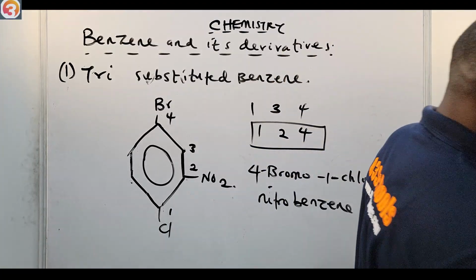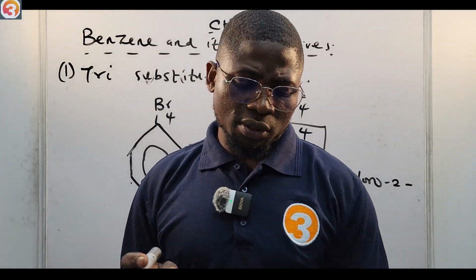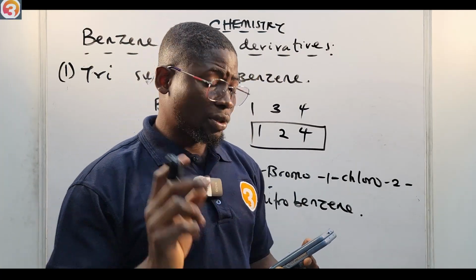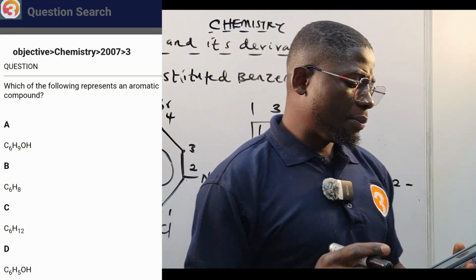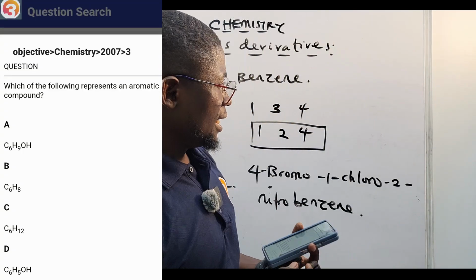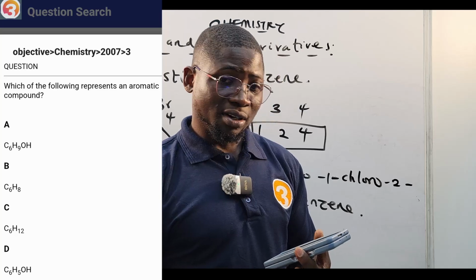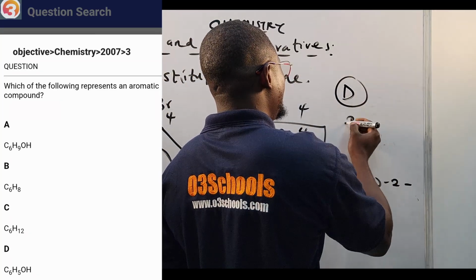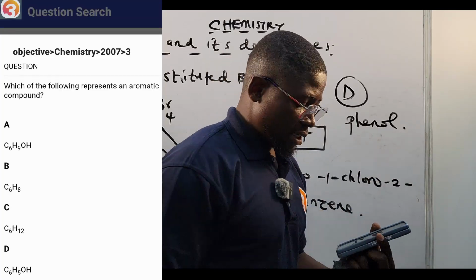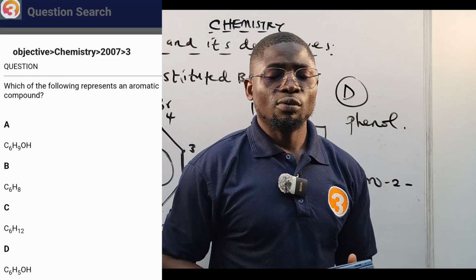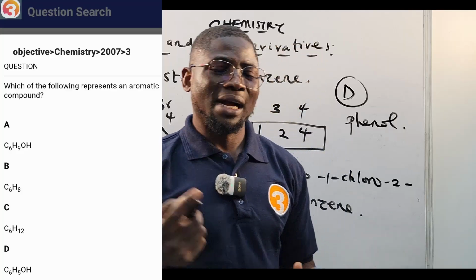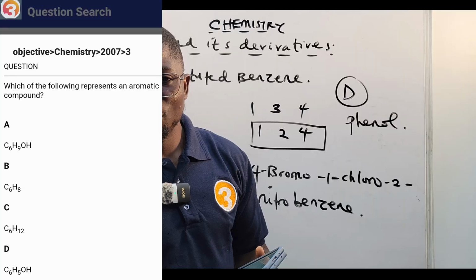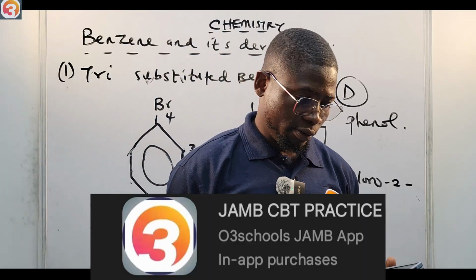So let us see the question we started with, the 2022 question, or is it 2022 question number 19? Okay, no, it's a 2007 question number 3. It said, which of the following represents an aromatic compound? Of course, as you can see here, we have C6H5OH. We say D is the answer. That is the correct answer because that will be phenol. Phenol has an OH group attached to a benzene ring. C6H6 is no longer benzene once the OH is attached. Please take note of that.